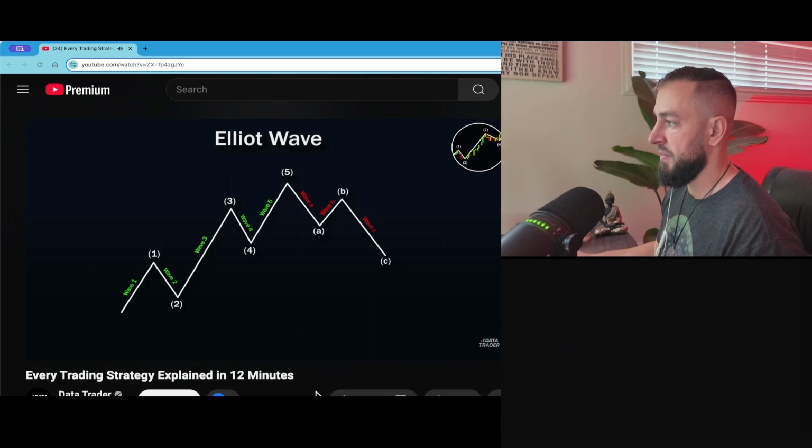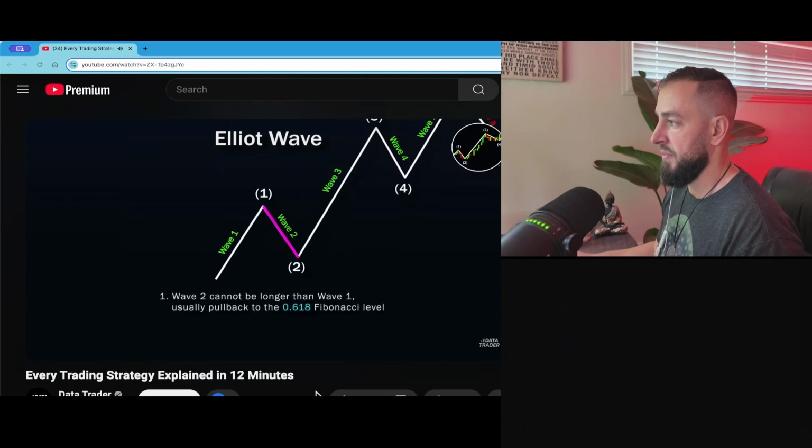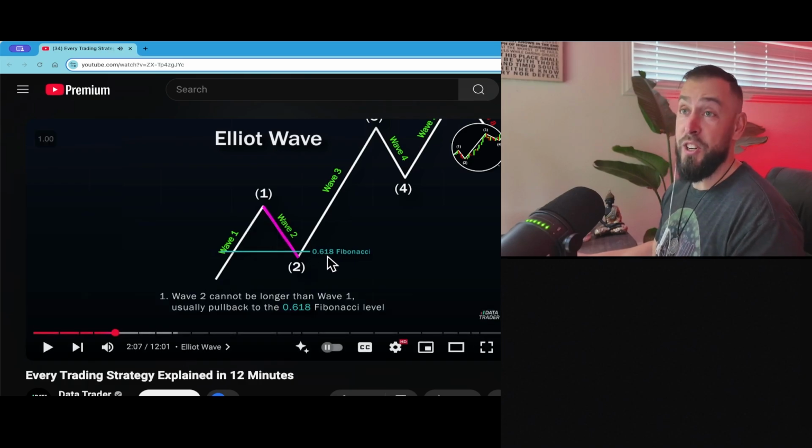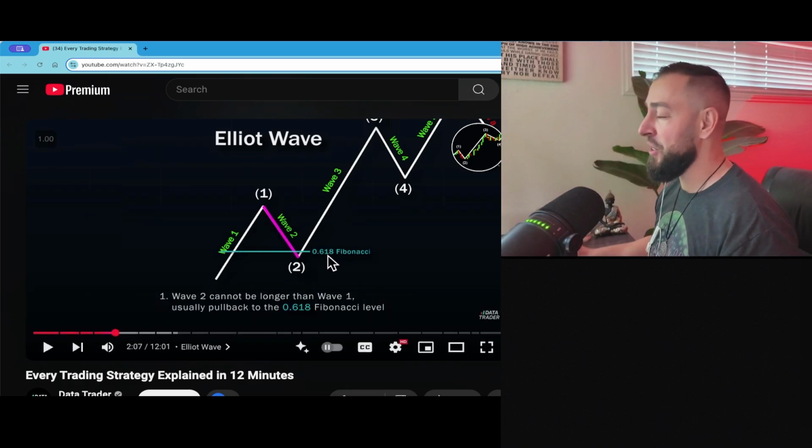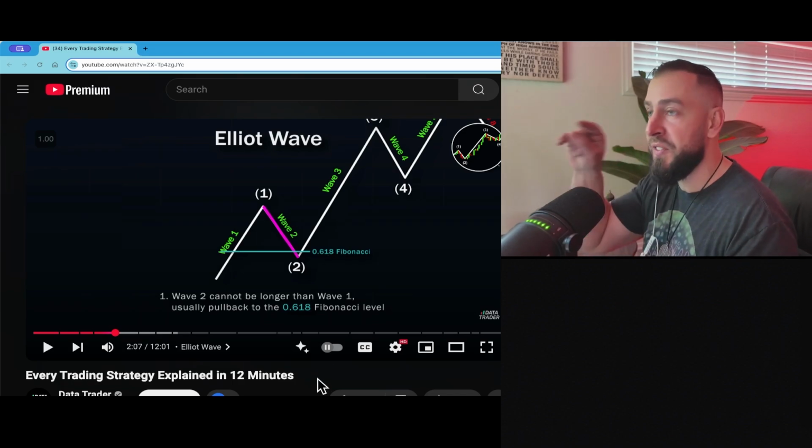Now, there are specific rules to ensure that a movement is considered a valid Elliott wave. First, wave 2 cannot be longer than wave 1, and usually pulls back to the 0.618 Fibonacci. Again, look, we're using Fibonacci again, just like I said, okay? So all these different strategies are going to connect. So I want you to start looking for these connections.